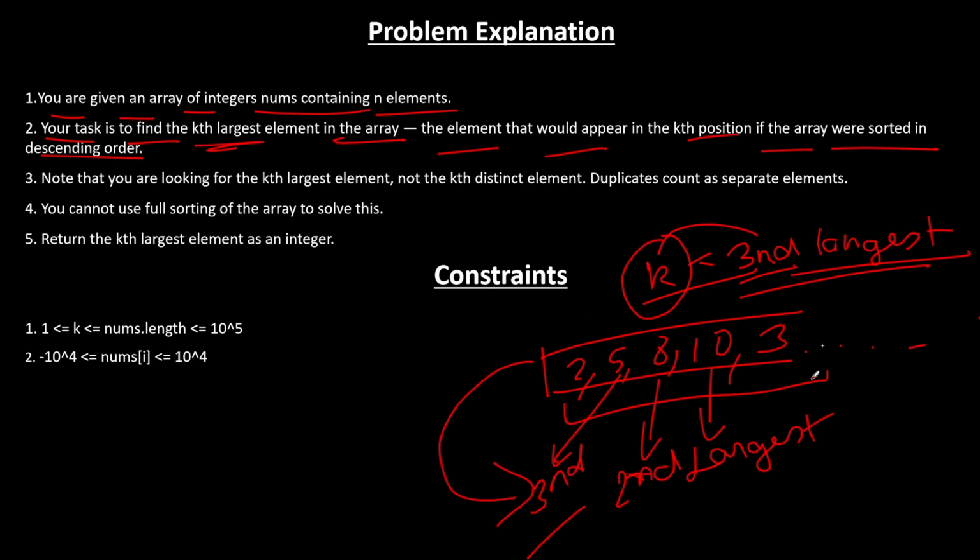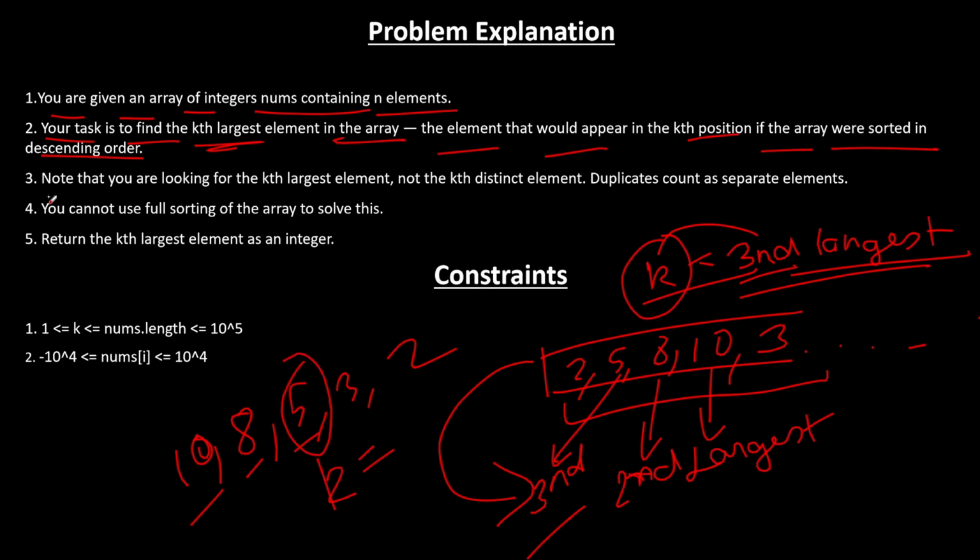When we sort this array in descending order, we will have 10, 8, 5, 3 and 2. From the start, this is the largest, second largest, third largest. So k decides which largest element you have to return. And when you are looking for the kth largest element, not the kth distinct element, please keep that in mind. Duplicates count as separate elements.